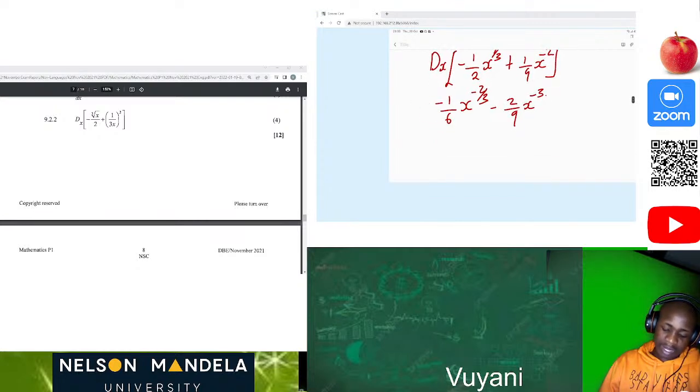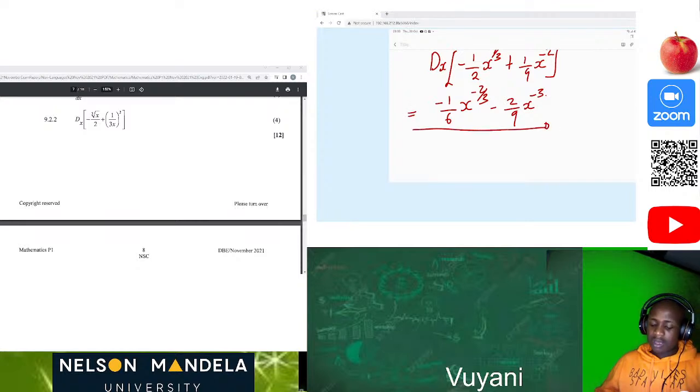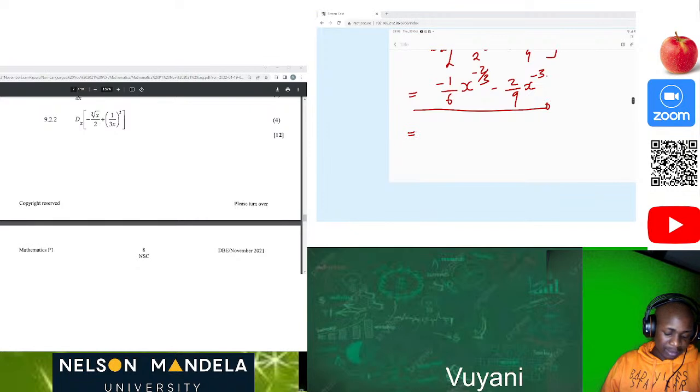So you can leave your answer as negative 1 over 6 x to the power negative 2 over 3 minus 2 over 9 x to the power negative 3, or you can leave it in the simplest form, the positive form, which means making the exponents positive. So you end up with negative 1 over 6 x to the power 2 over 3 minus 2 over 9 x to the power 3. Now you can see that the exponents are in the positive form.